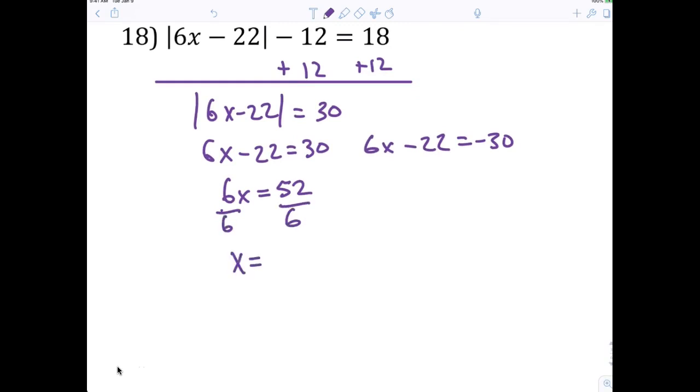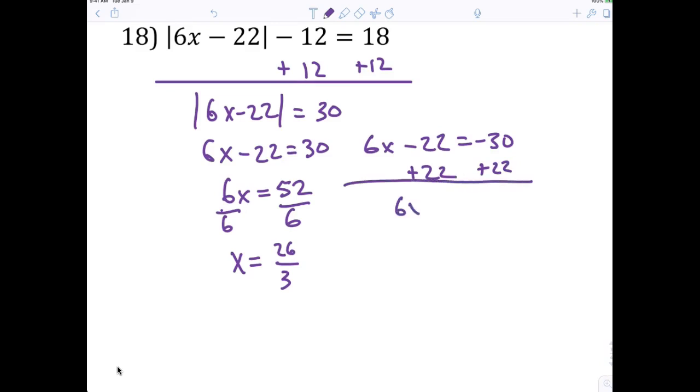6. So what number goes into both 52 and 6, guys? 2 does, right? Does everybody agree? Yeah. Right, 3 does not go into 52, so it has to be divisible by 2. So 52 divided by 2 is 26, 6 divided by 2 is 3. So you leave it as 26 thirds. And then you add 22.